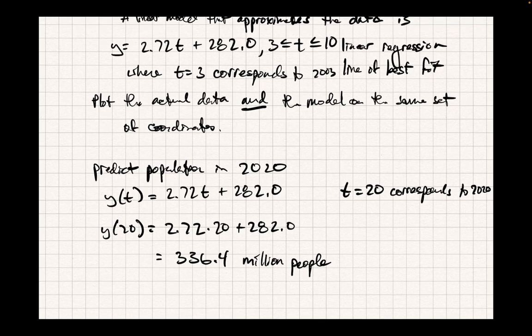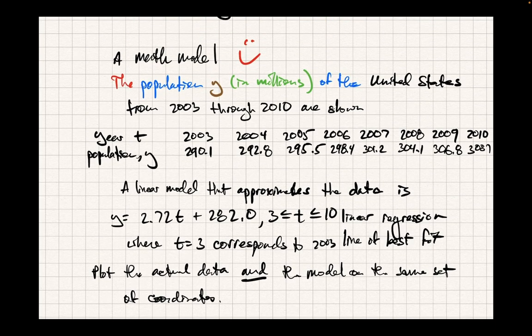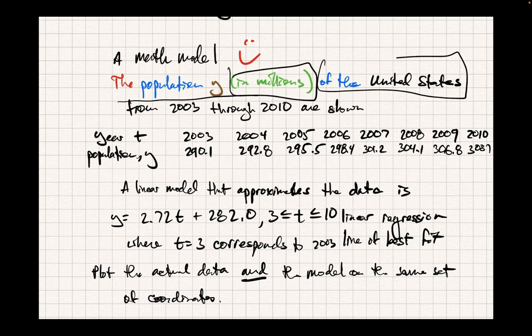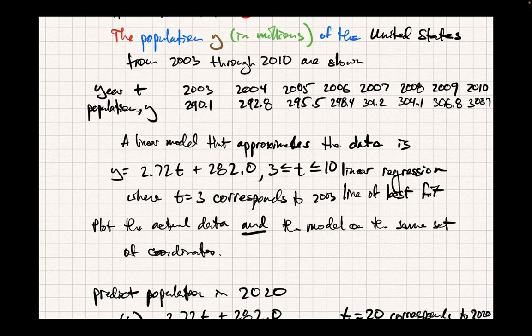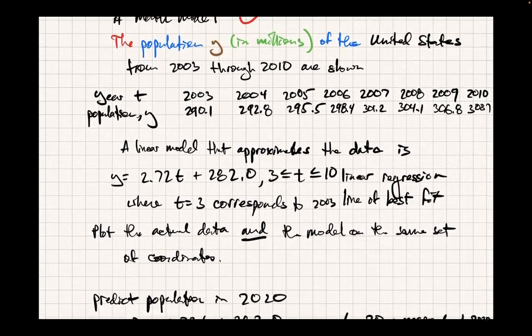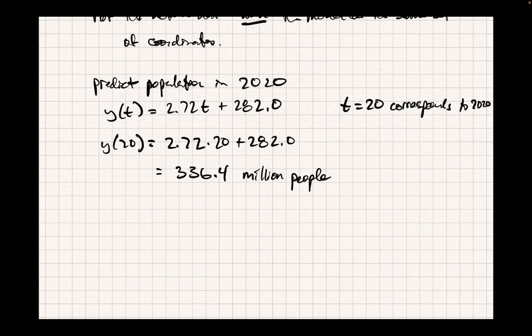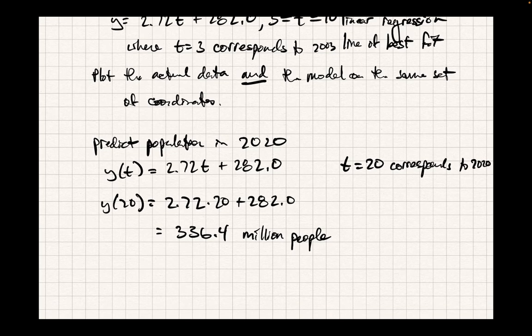Oh, I thought it was in the entire world. No, this is the population Y in millions of the United States. I didn't read that. So this is a properly formatted answer. That's full credit for that one because you included units and you interpreted your data.